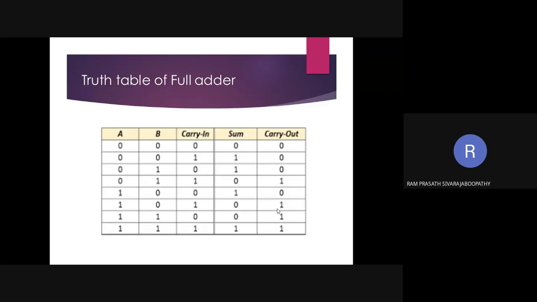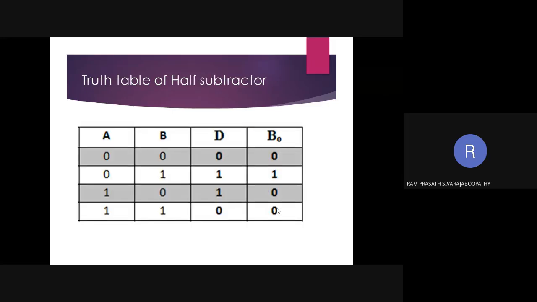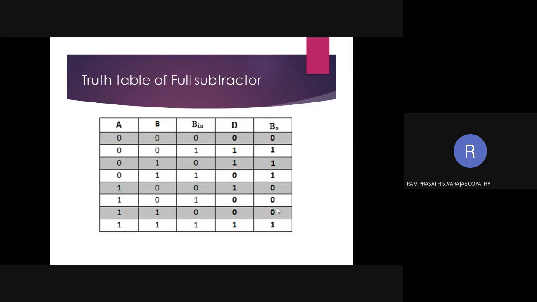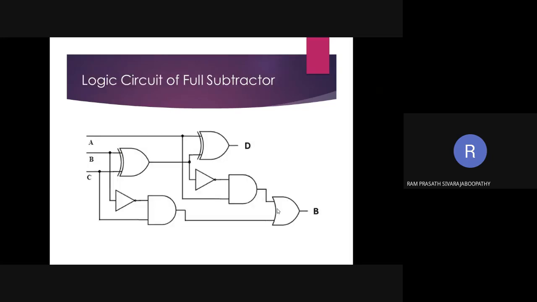Next, half subtractor. So this is the truth table of the half subtractor. Kindly take a screenshot. Okay, next, this is the circuit of the half subtractor. So this circuit you are going to implement. And finally we have the full subtractor. This is the truth table of the full subtractor. Kindly take a screenshot. And this is the circuit of the full subtractor.